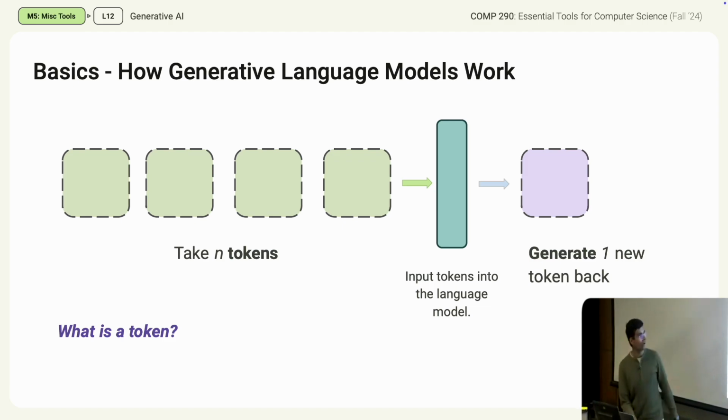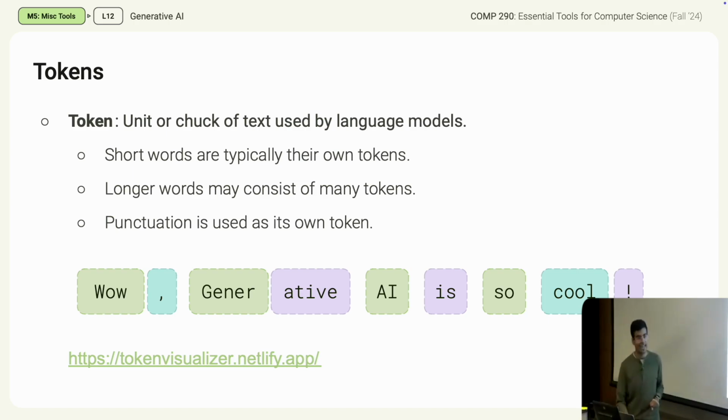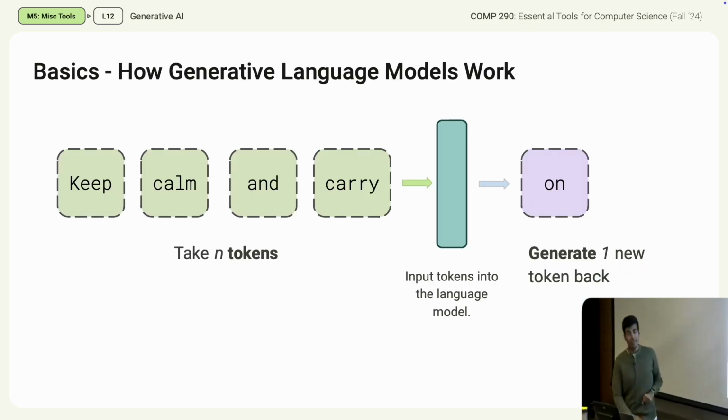So how does this actually work in terms of generating text? This is an example where, let's say, we take 4 tokens: "Keep," "calm," "and," "carry," right? These are 4 tokens. We pass them into the large language model. And what the language model does is predict what the next token should be based on what you have already passed into it. So we have, for example, "keep calm and carry," and it's going to look through all of the different possible tokens that are available and find which one is the most likely to show up next.